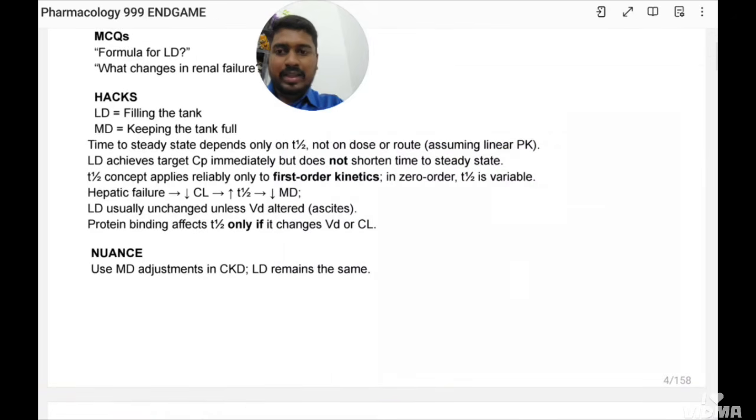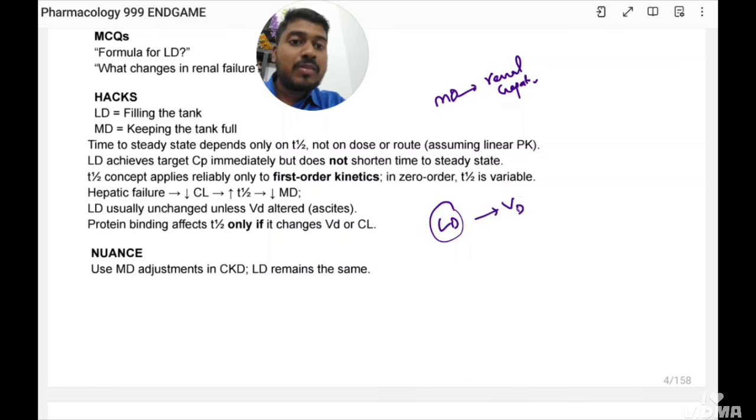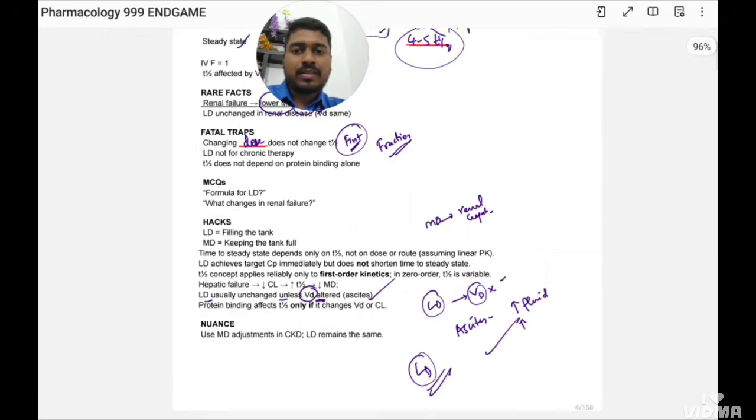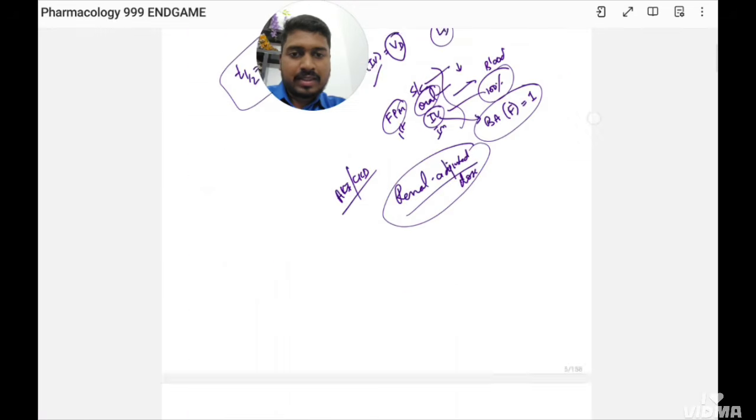Okay, one more important thing I want to focus on. I told you maintenance dose depends on renal and hepatic function. Okay, that is clearance. Now what does loading dose depend on? It depends on volume of distribution. So can you tell me one condition where volume of distribution changes? Yes, for example, ascites. In ascites, what happens? There is increased accumulation of fluid. That is, the volume will increase in the ascitic fluid. So here loading dose will change. Okay, so LD usually is unchanged unless the VD is altered, for example, in ascites.